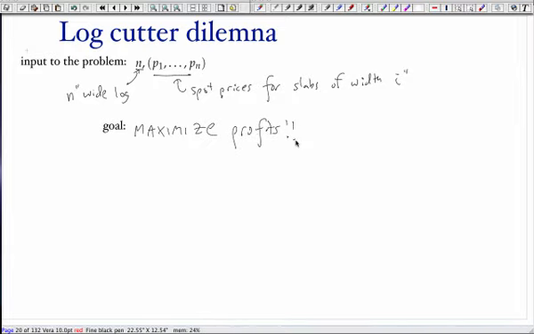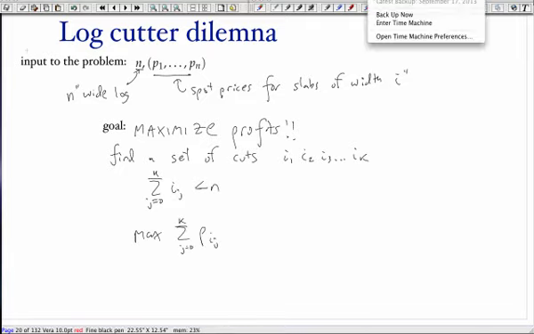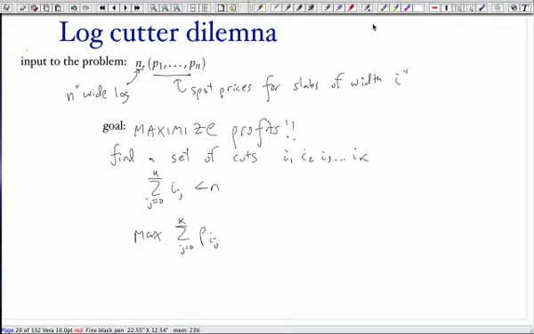And that means that you want to find a set of cuts, so there could be k cuts you want to find, such that, of course, your log is only n inches wide, and so the cuts that you make have to fit into the log, and you want to maximize. So let me give you an illustration of why this problem is not trivial.